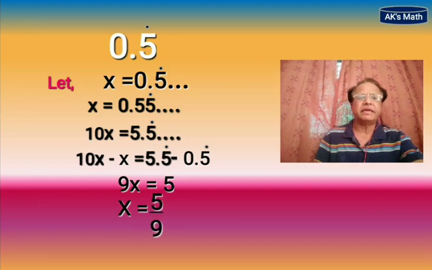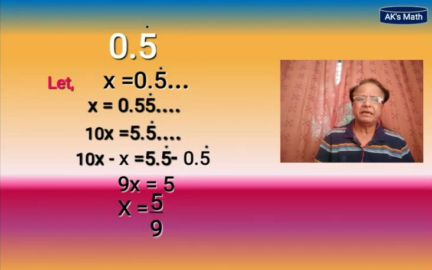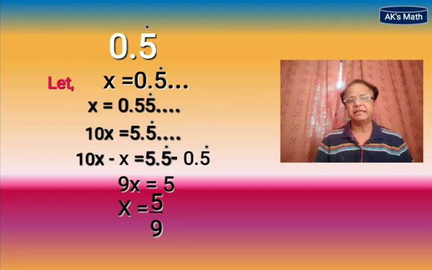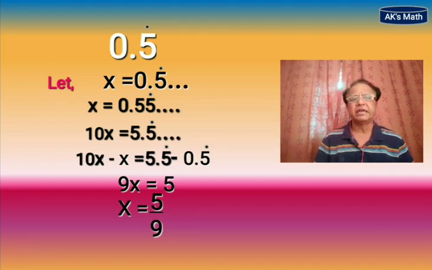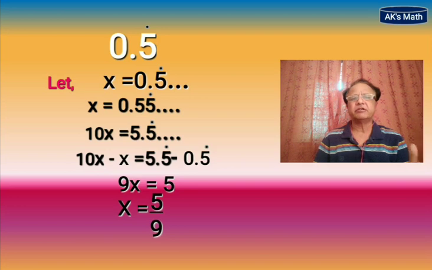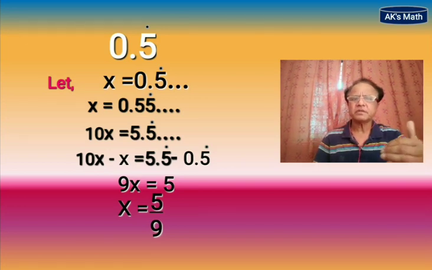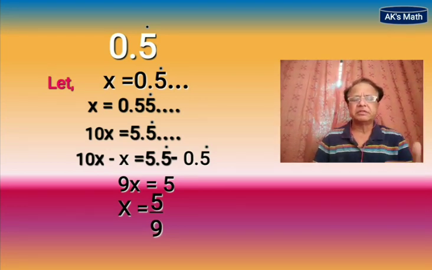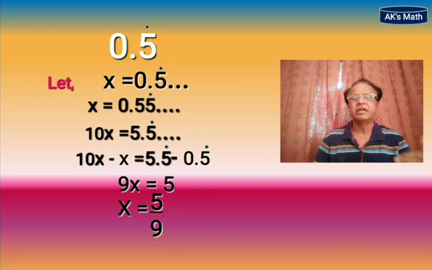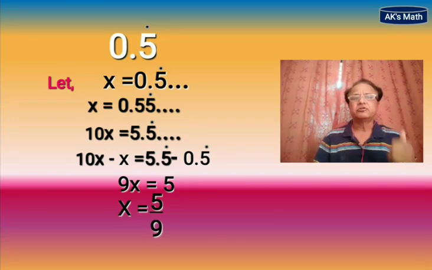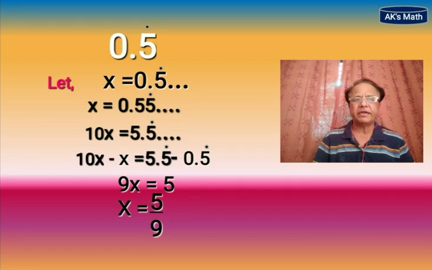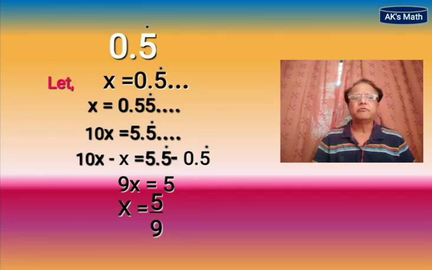So by this way it is very simple. Is it simple? Yes, it is very simple. बहुत ही आसान तरीका है. 0.5 recurring को हमको सिंपल फ्रैक्शन में बनाने का है, और सिंपल फ्रैक्शन में बनाने के बाद उसका आंसर आ जाएगा x is equal to 5 by 9. So we have to remember that 0.5 recurring is equal to 5 by 9.